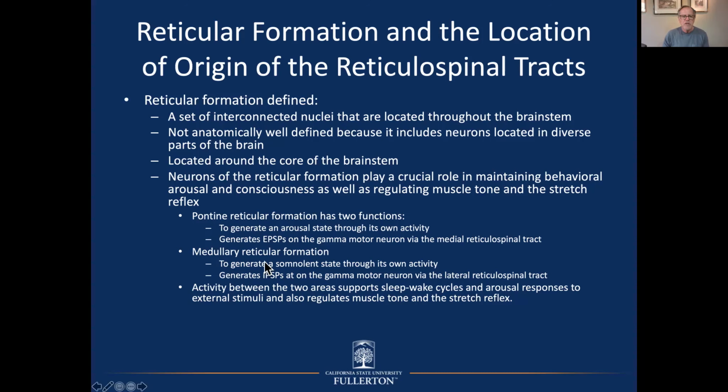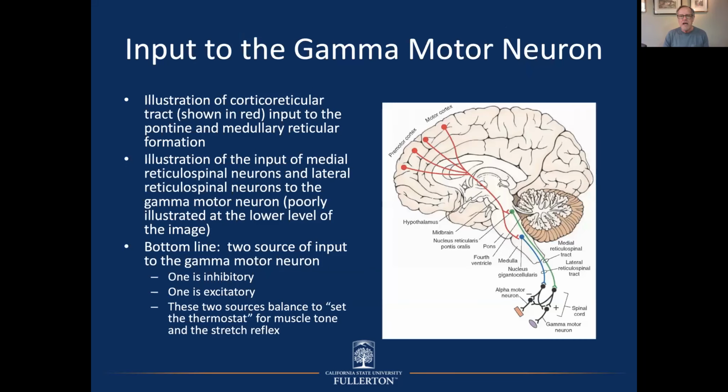Medullary reticular formation generates a somnolent state through its own activity. When it gets active, you go to sleep, or you have less muscle tone and less stretch reflex. It generates IPSPs on the gamma motor neuron via the lateral reticulospinal tract. So that's kind of repetitive. You've seen that in a couple of slides now. The activity between the two areas supports the sleep-wake cycle and arousal responses to external stimuli, and also the interplay between those two areas and those two tracts regulates your muscle tone and the stretch reflex.